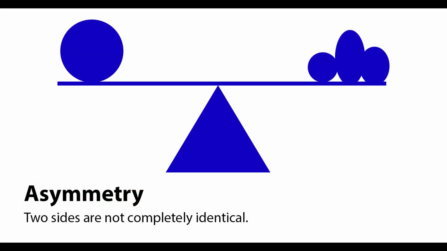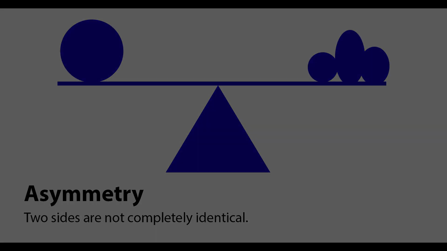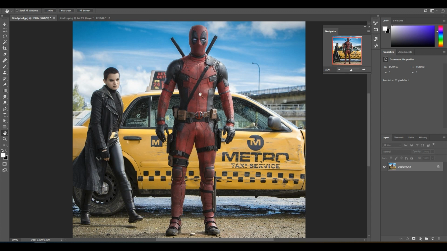Asymmetry. This is when two sides are not completely identical. It provides more interest to the art piece and offers more visual variety. Okay, so if we look at Deadpool here, we could see that he has this strap. Instantly, we could see that this is not 100% the same on both sides of his costume.